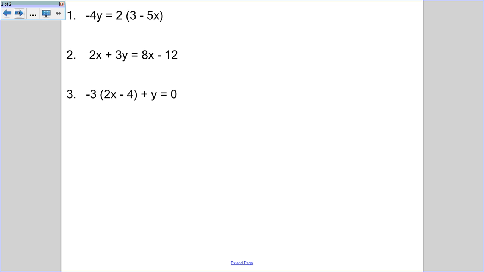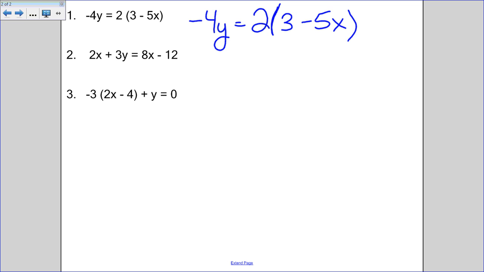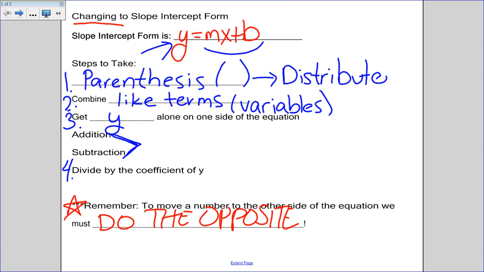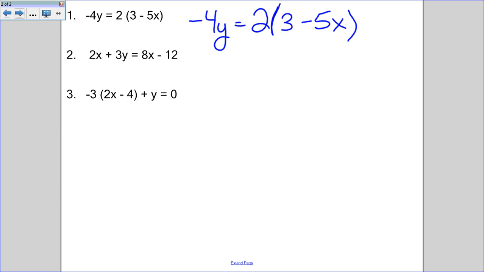We have negative 4y equals 2 times parentheses here, 3 minus 5x. What do we do first? That's right, parentheses. We need to distribute. Do you see parentheses up here? I do too, okay? Right here are parentheses. So we need to take 2 and multiply it by both parts.